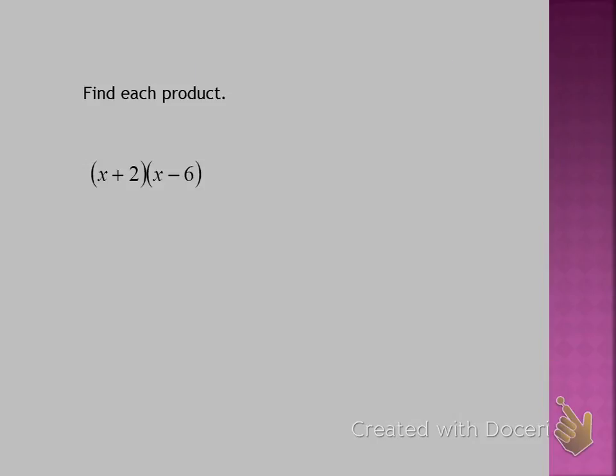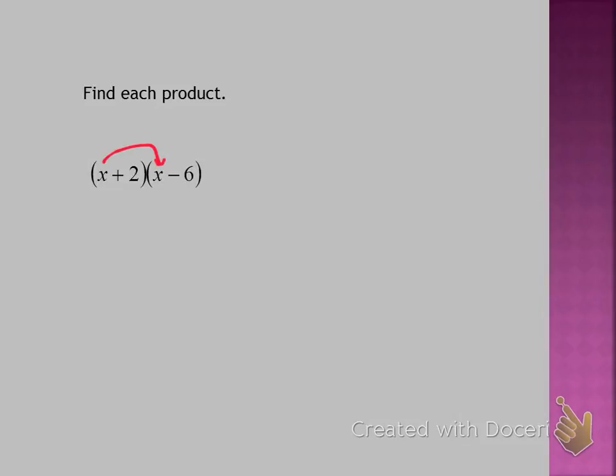Okay, so find each product. Now the key here is to make sure you recognize that they're binomials. Recognize that you have two binomials that you are multiplying. You know you're multiplying because the parentheses touch. See that? So if they're touching parentheses, you multiply. So x plus 2 times x minus 6.